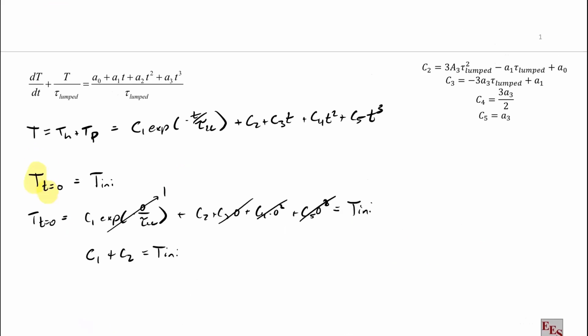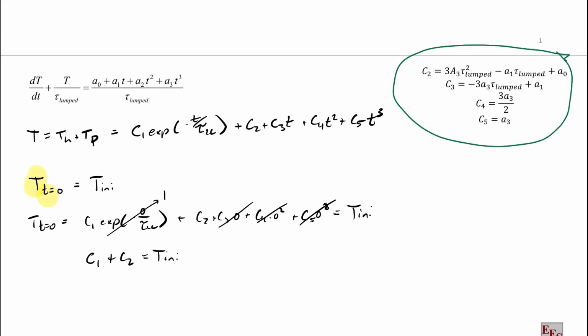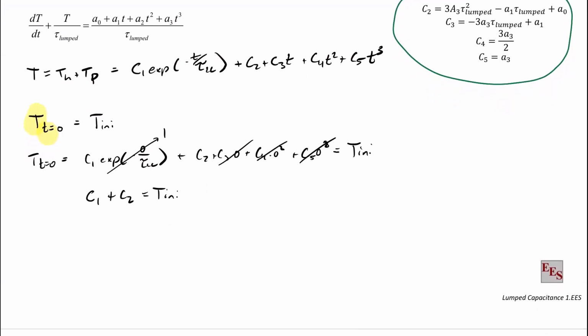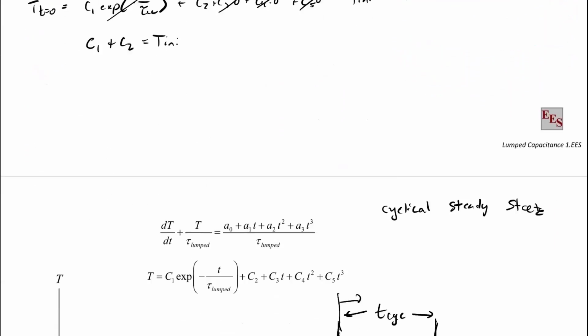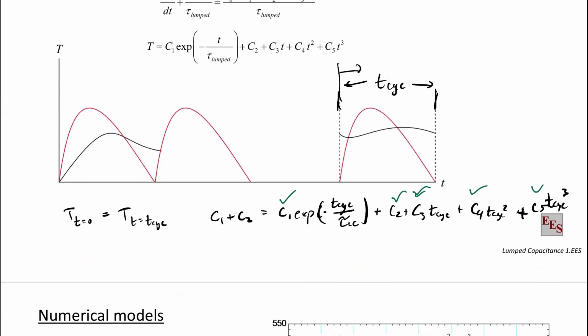Look back up here. We know C2 through C5 are due to the method of undetermined coefficients. Do you remember how we did that? We said, take all your t to the 0, t to the 1. So we said C1 plus C2 is T initial, the temperature at the start of the period. Oh, I see what you're saying. I'm sorry, it's not the same one. So now we don't know C1. Sorry about that, let's be clear. We don't know C1. This is our boundary condition that lets us solve for C1. Sorry, that was backwards.